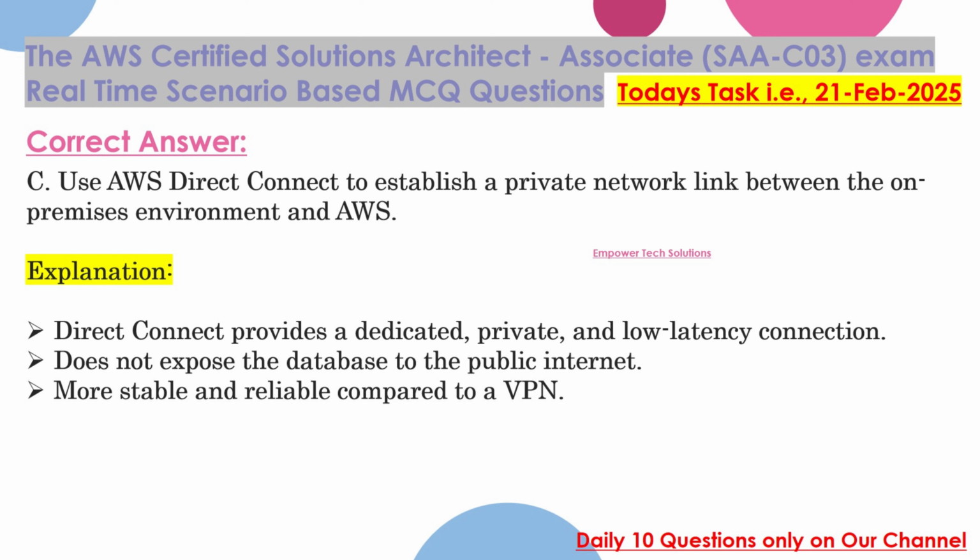Correct answer: C. Use AWS Direct Connect to establish a private network link between the on-premises environment and AWS. Explanation: Direct Connect provides a dedicated, private, and low-latency connection. It does not expose the database to the public internet, and is more stable and reliable compared to a VPN.